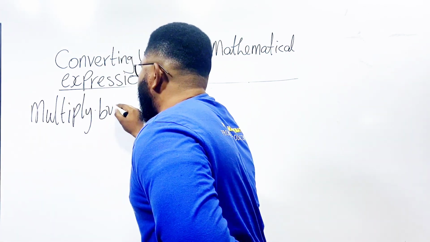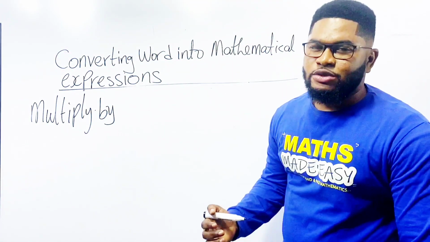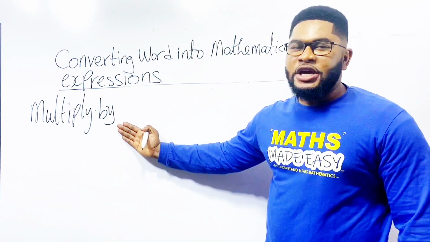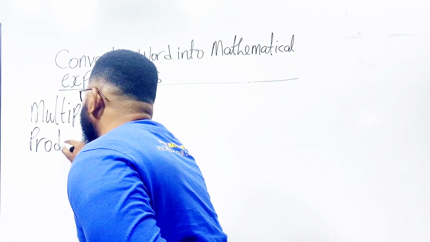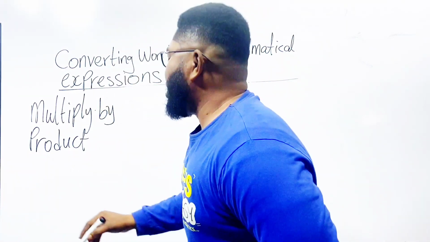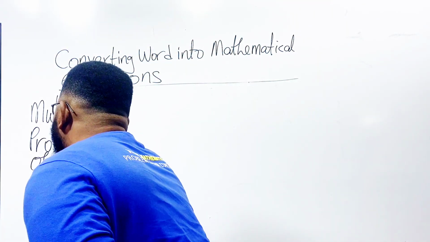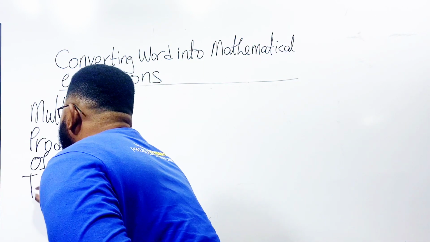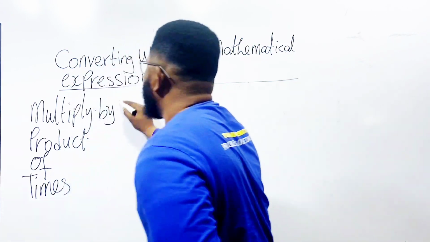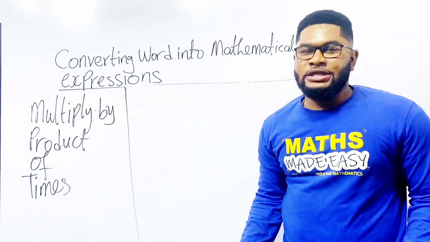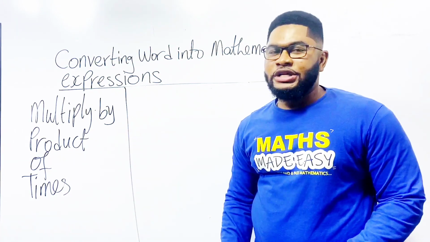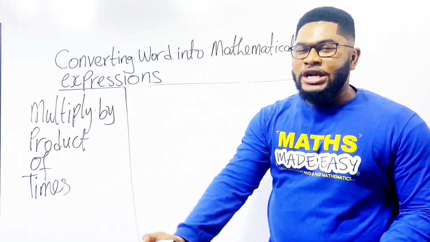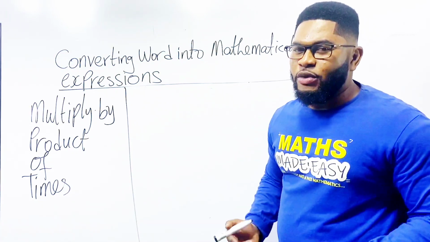Multiply by. This word is very common when it comes to multiplication. It still means multiplication. Another word will be product. Another word will be of. Another word will be times, a very popular word. Now, there are so many words like dot and co. But then for now, let us limit ourselves to these words. Anytime we come across a new word, I will explain it in the video before we continue.